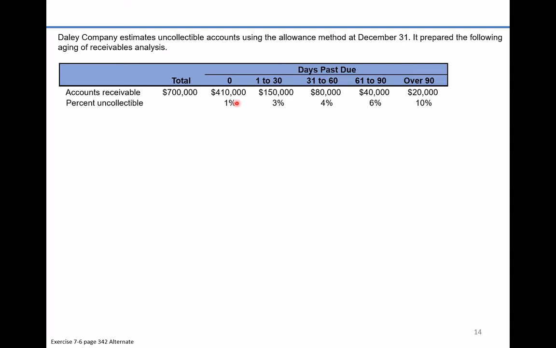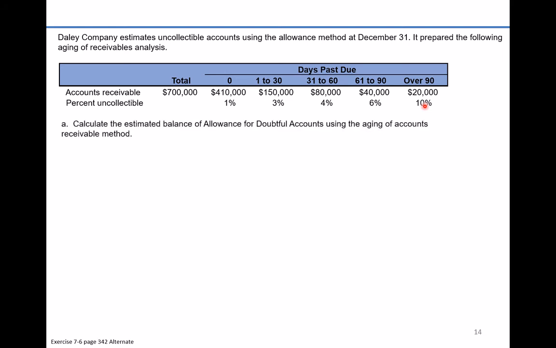Typically, the rule of thumb is the longer an account becomes past due, the less likely that you'll collect on it. So you'll see here that Daly is increasing the percent for each of these time periods. As the time periods go further out, the percent that they think that they won't be able to collect increases.